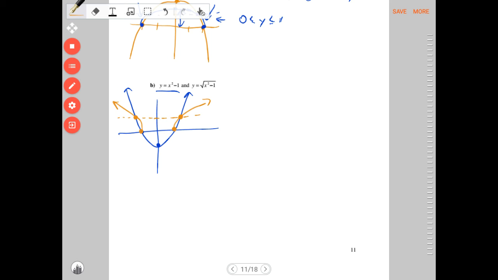And there you have it. So when you graph it on your calculator, you'll see something similar to that. Perfect. And then the domain and range.